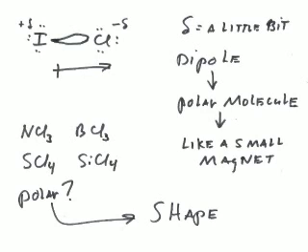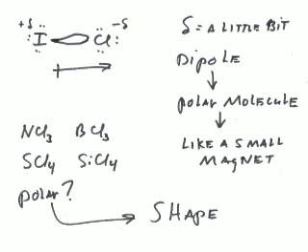Now, consider these four molecules: nitrogen trichloride, boron trichloride, sulfur tetrachloride, and silicon tetrachloride. All of these molecules have very polar bonds in them. And so the chlorines are pulling electrons away from everything else. So we have polar bonds. But we don't have polar molecules. Only two of those four molecules are actually polar molecules. The other two are non-polar molecules, even though they do in fact have polar bonds within them.